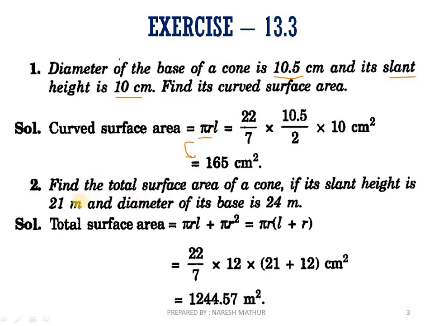Easy. In the second one, we need to find the TSA of a cone if its slant height is 21 meter, meaning L is given, and the diameter of its base is 24 meter, meaning the radius is also given. You can find the TSA by simply applying the formula. We have both the values R and L, so you can get the answer easily.